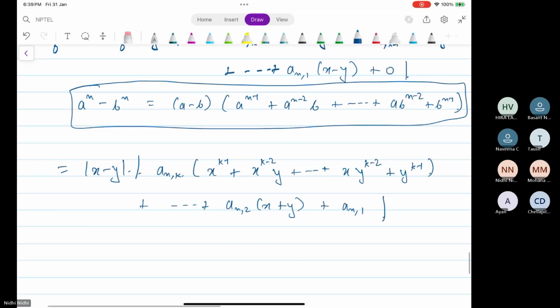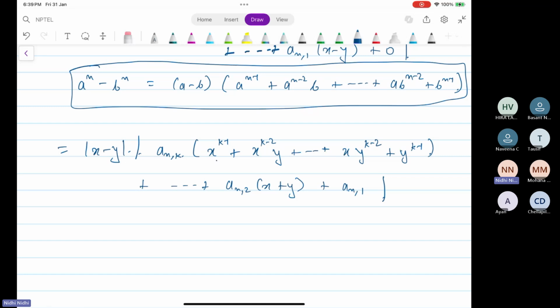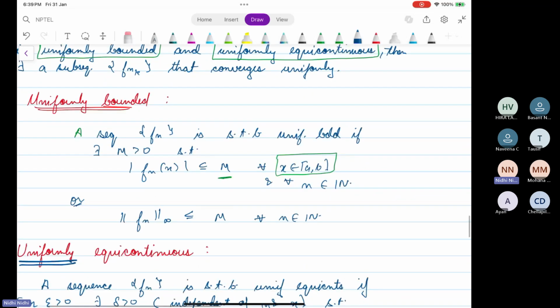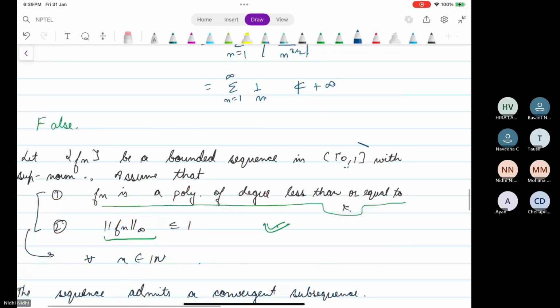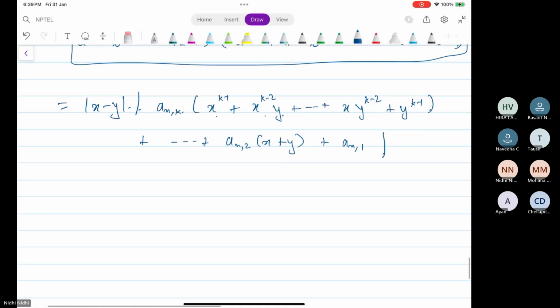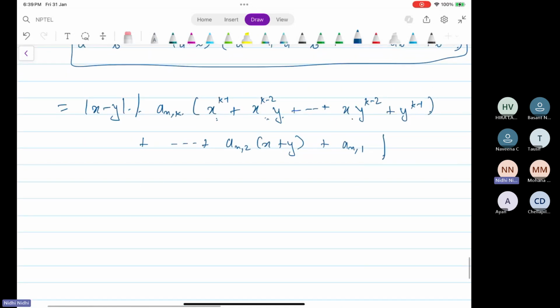So now you can see that since all these x and y are less than or equal to 1, given our domain was the closed interval 0 to 1, each of these terms will be less than or equal to 1. So this sum would eventually be less than or equal to k. In the next term, here we have k terms. In the next term, we will have k minus 1 terms. Again, that sum would be less than or equal to k, and so on.